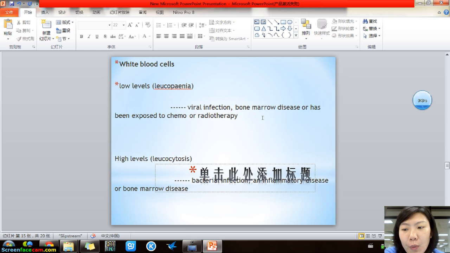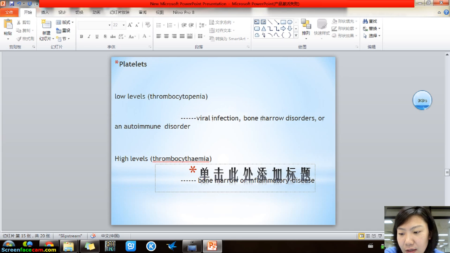And abnormal white blood cells involves a high level of white blood cells, which will indicate disease like viral infection or bone marrow disease, and a low level of white blood cells might be bacterial infection or inflammatory disease. And the last one is abnormal platelets.